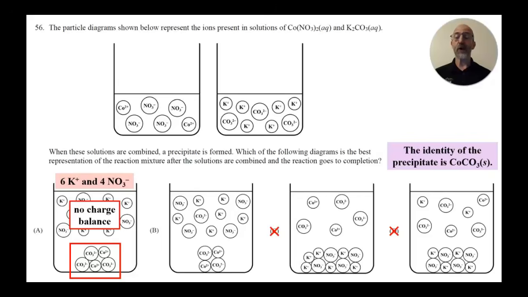So the correct answer to question 56, with the correct identity of the cobalt carbonate precipitate and correct charge balance in the particle diagram, is choice B.